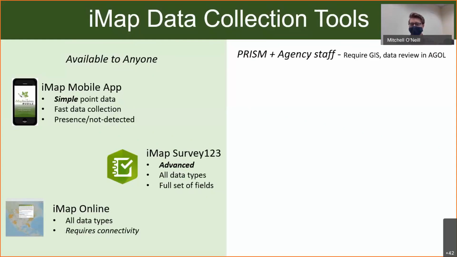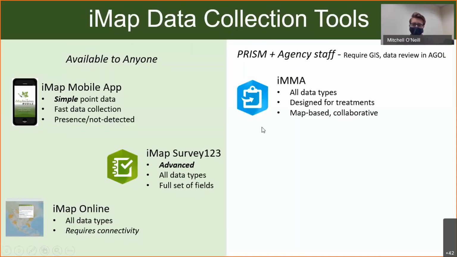But if you are staff for a PRISM or an agency, we do have some other more advanced options. They typically require information of geographic information systems, and they often require you to review data in ArcGIS Online. So for these reasons, these are not as widely available, but they are an option for our professional crowd.